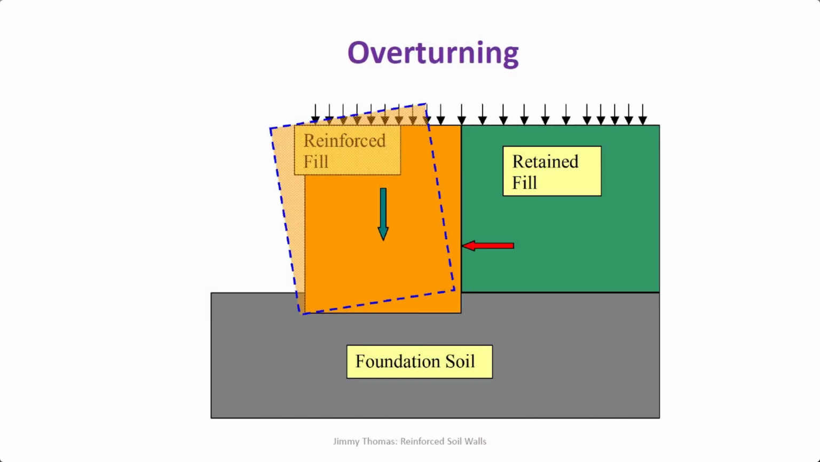Another conventional check is overturning. Any gravity wall has to be safe against overturning. But normally, reinforced soil is not like a rigid block. It's difficult to visualize a soil mass overturning as a rigid body. So most of the codes now have realized that this is not relevant to reinforced soil walls.